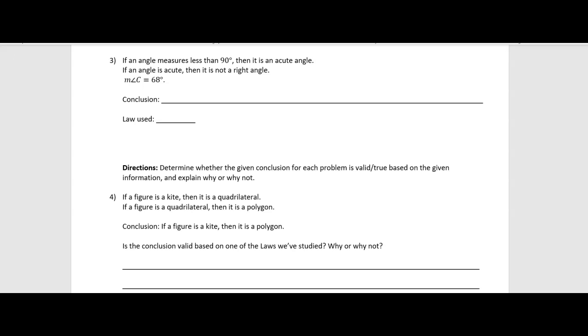So let's look at the first one. Is this statement right here true? If an angle measures less than 90 degrees, then it is an acute angle. That is true, right? The second statement, if an angle is acute, then it is not a right angle. Well, a right angle is a 90-degree measurement, and that can't be true if the angle is acute, because an acute angle has to be less than 90. So this second statement is also true.